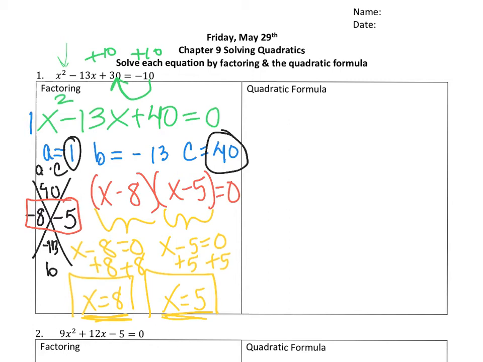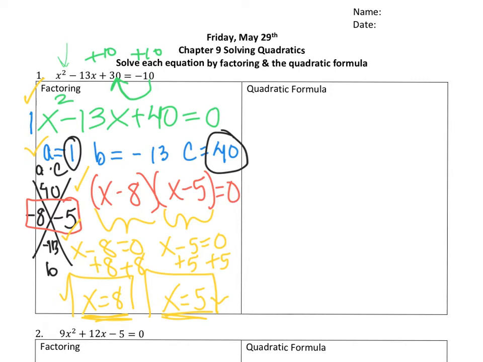You always want to make sure that you're following the steps. So remember, step 1, all terms on one side. Check. Step 2, a is in front of x squared, b is in front of x, c is the number by itself. Check. Factor. Check. Set factors to 0. Check. Solve, and you get your solutions. Check. Okay, now we're going to solve the same problem using the quadratic formula.